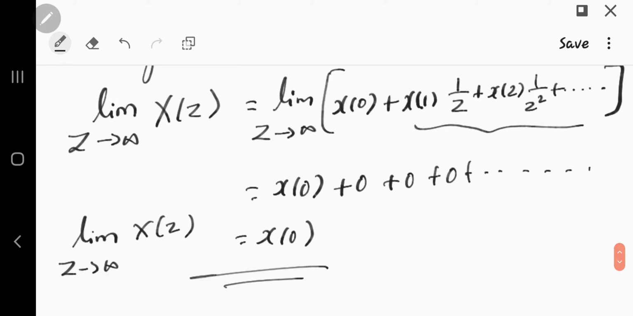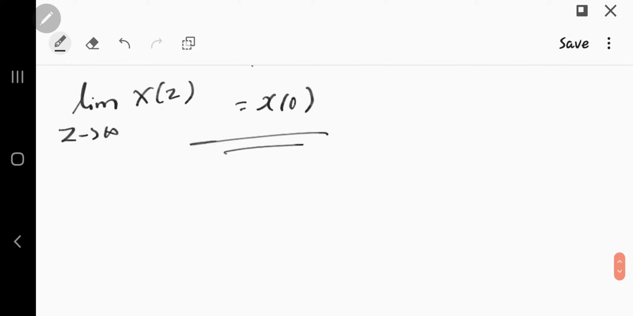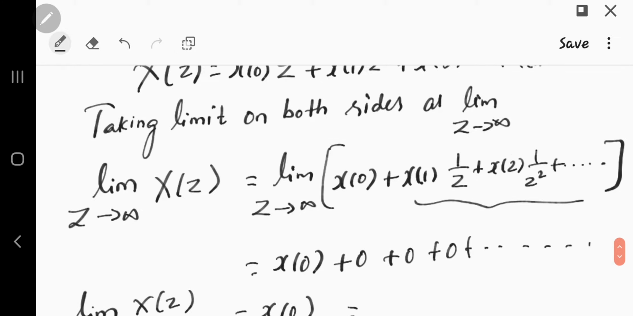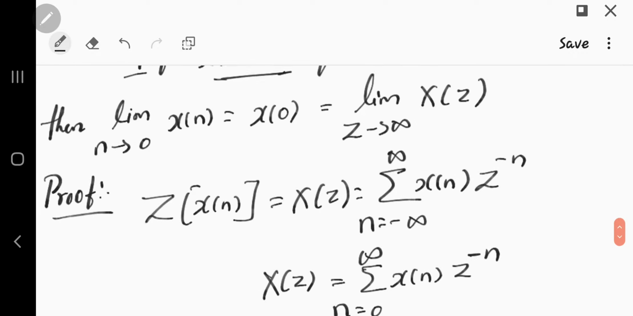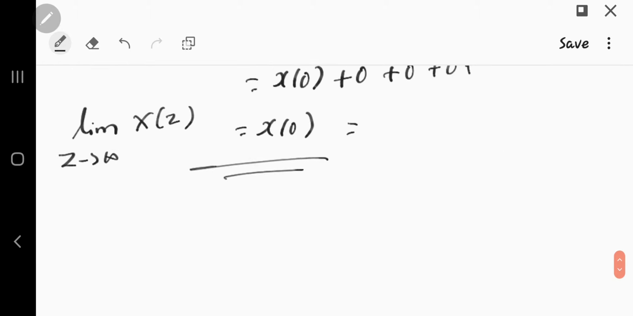So that is the proof of it. When z tends to infinity and you apply this limit, you get 1 by infinity, which is 0. So that is the initial value theorem for this. And on the time domain side it is simple: if you apply limit n tends to 0 for x of n, you will get x of 0. So that is the proof here.